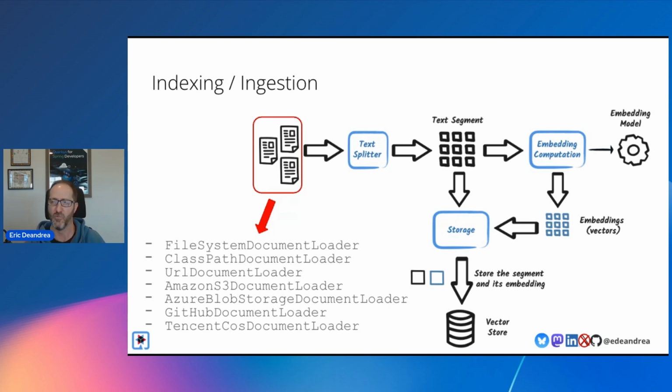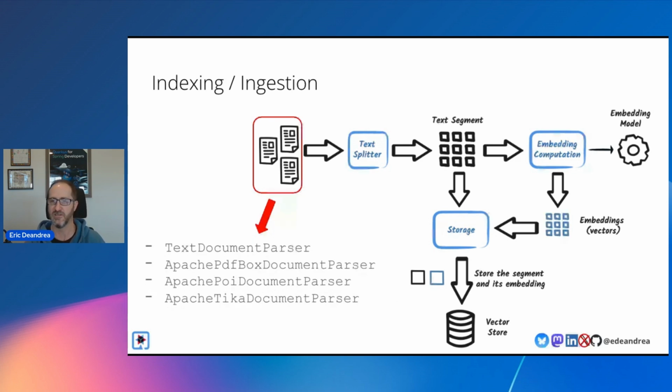And then once you have that data, you need to parse it. Depending on what kind of data it is, there are different types of parsers. It could be text, or maybe it's JSON or XML or something. You can do that. It could be Office format. It could be PDF. There are lots of different parsers out there. There's a simple text parser.